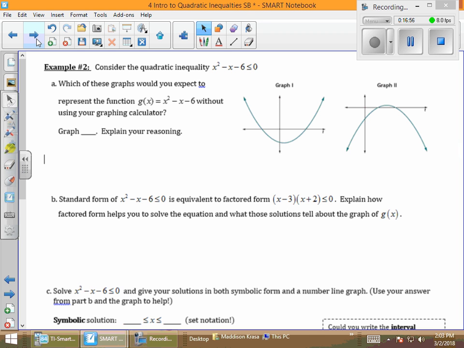Example 2. Consider the quadratic inequality x squared minus x minus 6 is less than 0. Which of these graphs would you expect to represent g of x? Okay, we don't even need our graphing calculator. Does anybody have an idea which graph would work and why?